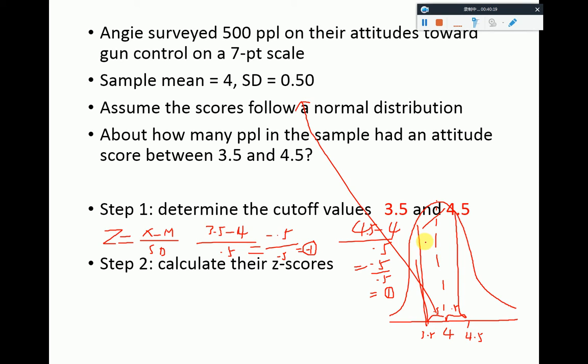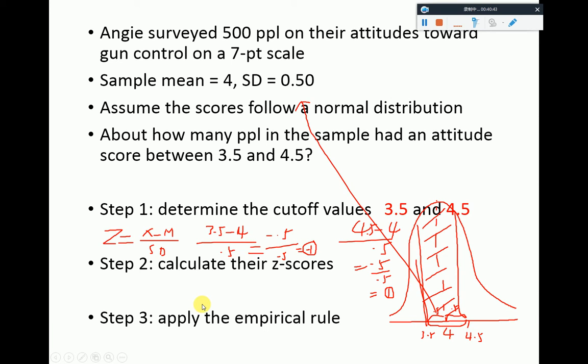So this will be the part whose area we're going to find out. And by finding out the area of this shaded part, we should be able to know the probability of observing any value that's within this interval. So the last step, once we figure out the number of standard deviations that these values are around the mean, we will be able to apply the empirical rule.